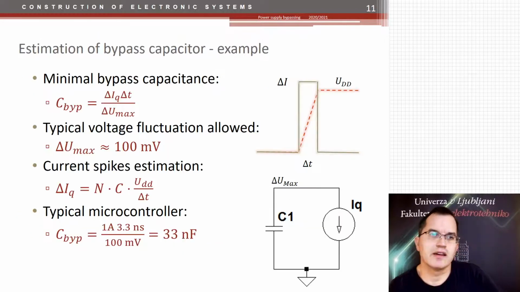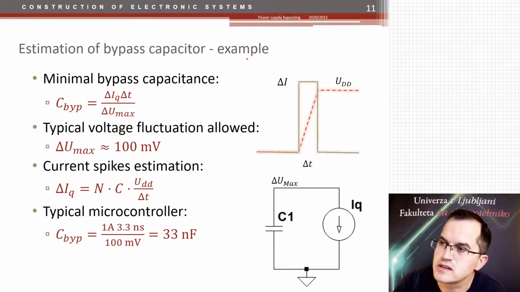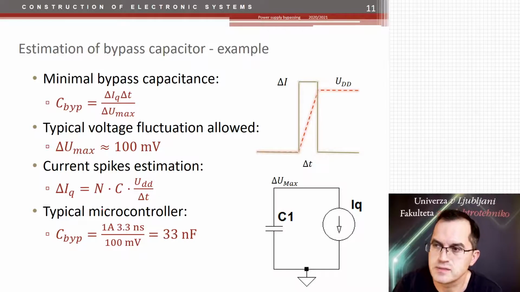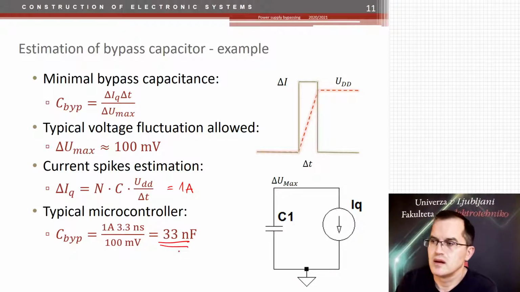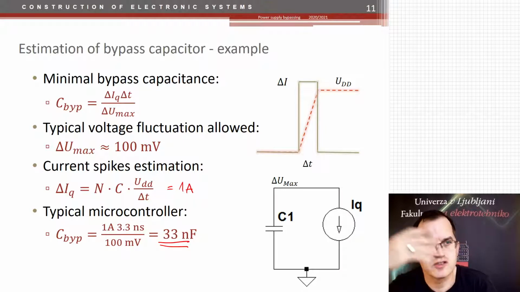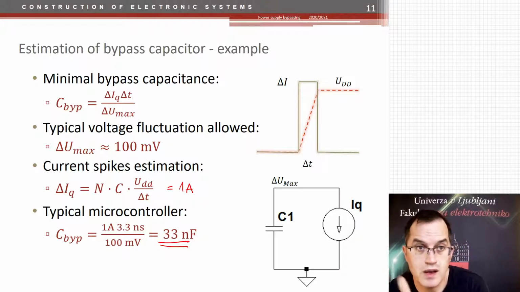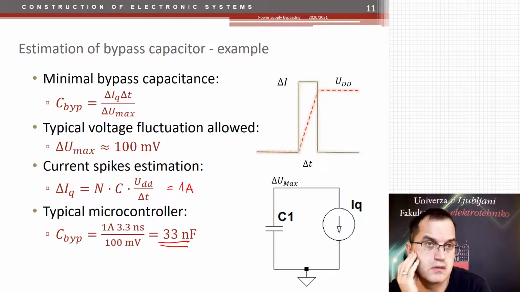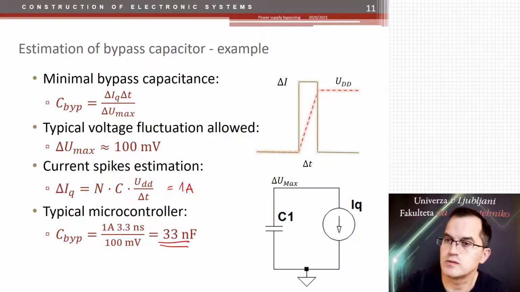So estimating that, let me show an example. So we have a minimal bypass capacitor required. The maximum voltage fluctuation is here. The current spike is estimated to be in the range of 1 amp. And putting all that in the equation would give you this range of capacitance. All right. So we are in the range of a few 10 nanofarads. For 1 amp, that's quite low. I wouldn't pay much attention. I would just put a capacitor of 100 nano and I'm on the safe side, right? That's all what we do actually.